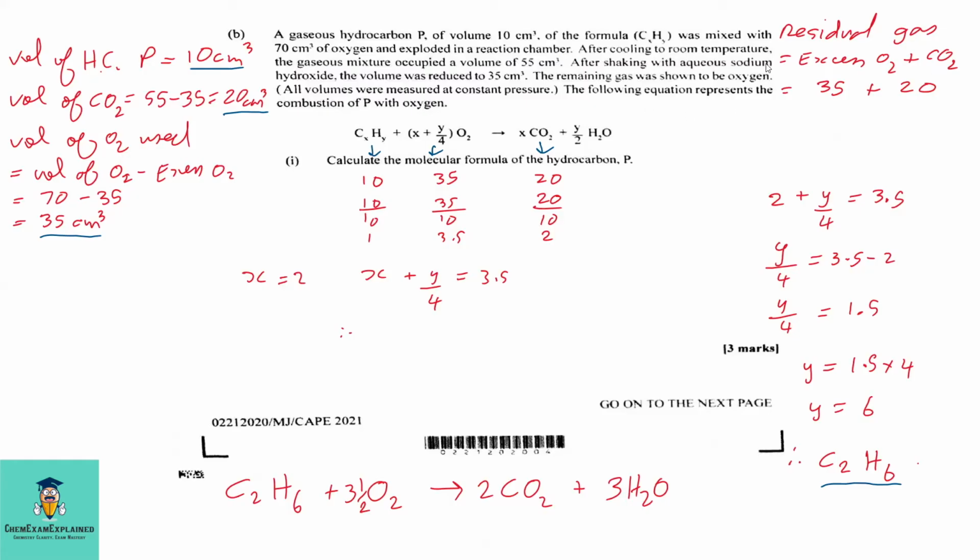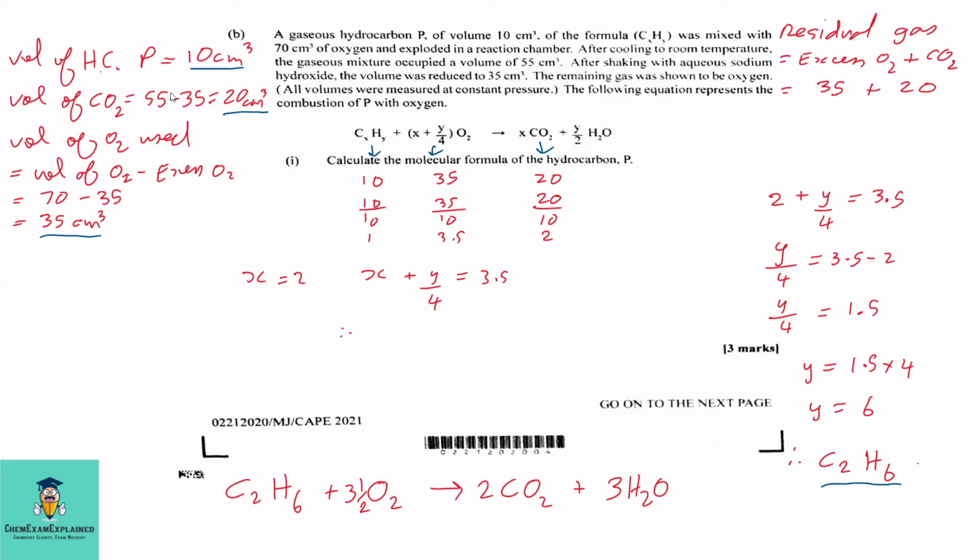After shaking with aqueous sodium hydroxide, the volume was reduced to 35. So this is the key. Sodium hydroxide or potassium hydroxide will absorb carbon dioxide. So after they pass the residual gas through the sodium hydroxide, it was reduced to 35. We saw that the residual gas was 55, and it was reduced to 35. So we could use those values to find the volume of carbon dioxide.